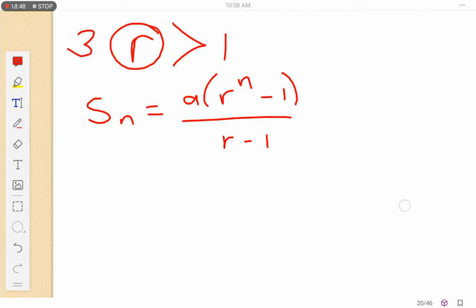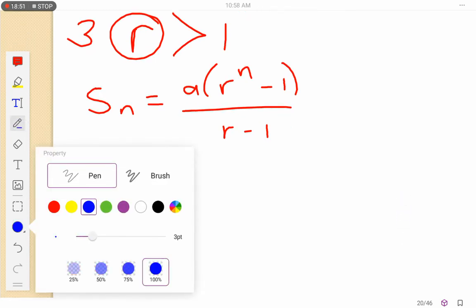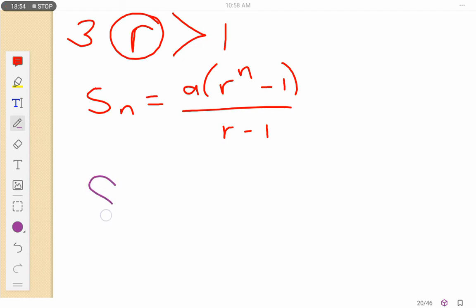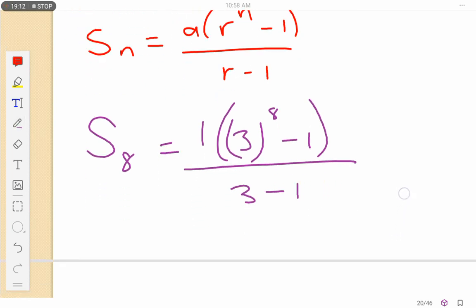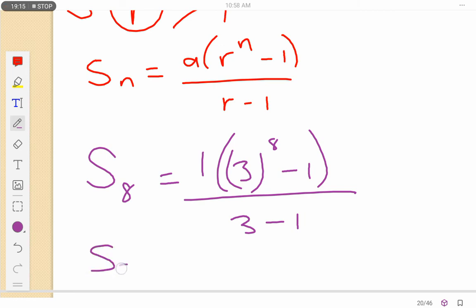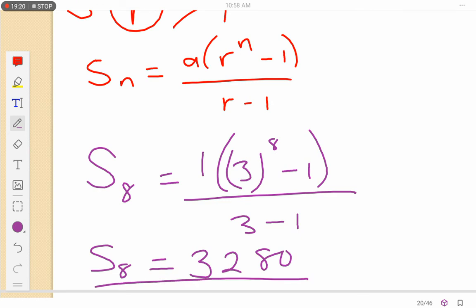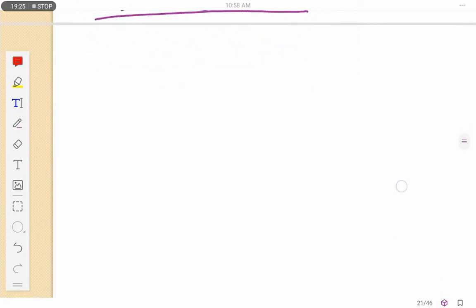Now let's substitute the information that we have. We have the summation of 8 terms is equal to 1, that's our A, times R, our 3, to the power of 8, which is our n, minus 1, then over 3 minus 1. If you punch into the calculator, you will get the summation of 8 terms as 3,280. Now let's have another example.